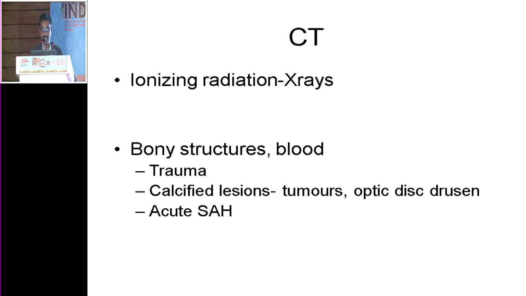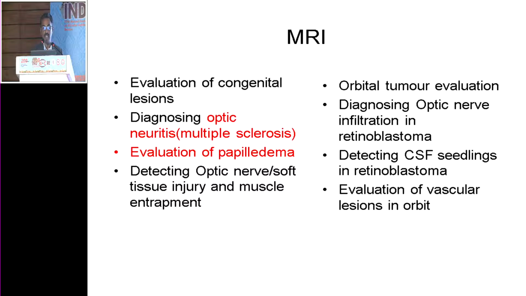CT, using ionizing radiation like X-rays, is good for bony structures and blood in situations like trauma, and calcified lesions like tumors, optic disc drusen, or an acute subarachnoid hemorrhage. MRI is good for soft tissue lesions, especially in neuro-ophthalmology in optic neuritis to rule out multiple sclerosis, as well as evaluation of papilledema, including MR venogram, as well as detecting other optic nerve soft tissue injury and muscle entrapment in injury. Other indications are listed here.